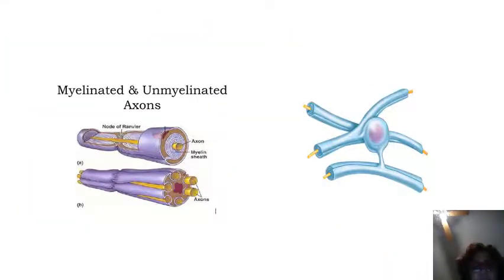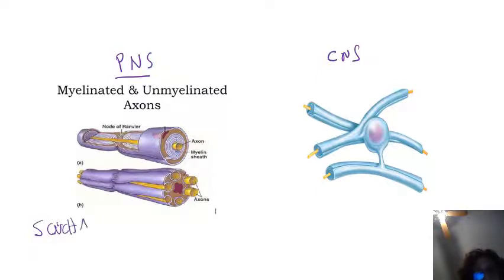The next material looks at myelinated axons and the difference in myelination between the peripheral nervous system and the central nervous system. Remember that in the peripheral nervous system, the cells that myelinate axons are called Schwann cells. In the CNS, the cells that myelinate axons are called oligodendrocytes.